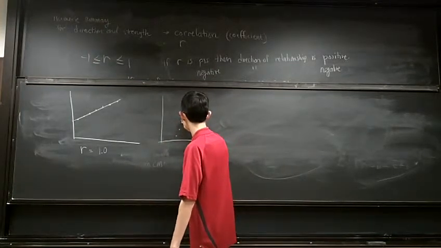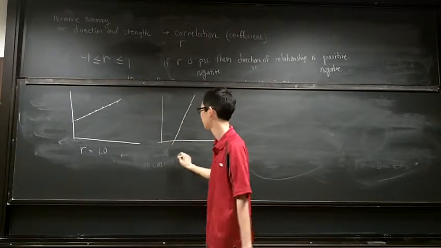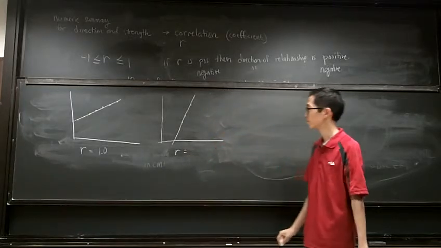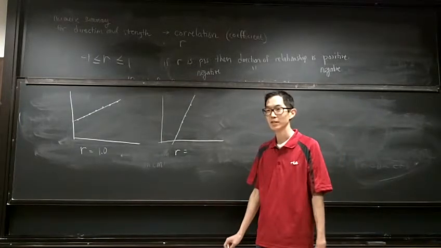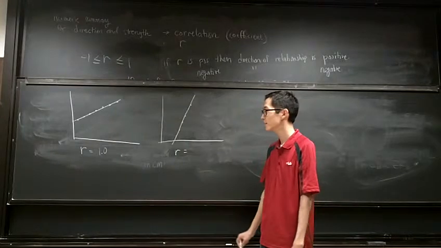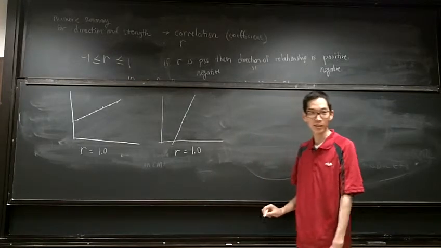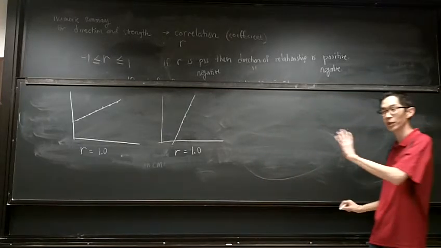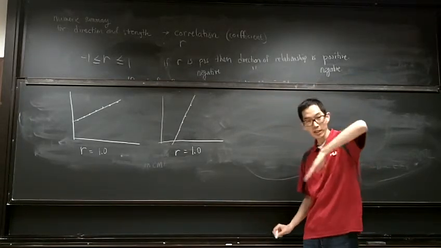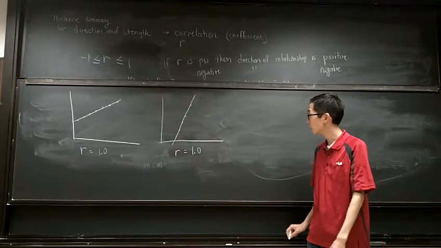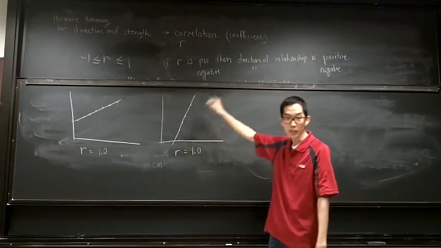What about this? Strong. Positive or negative? Positive. And strong. R is also +1 here, okay? So R doesn't have much to do with how steep or shallow the line is. It's all about whether it's positive or negative, the direction, and how well you can predict, or how much scatter there is.